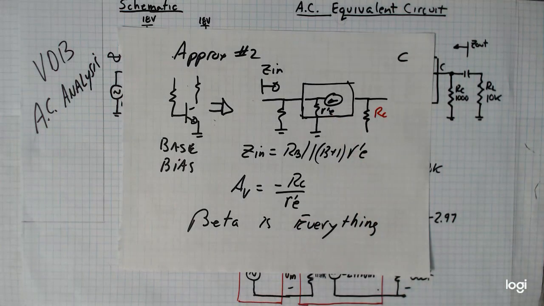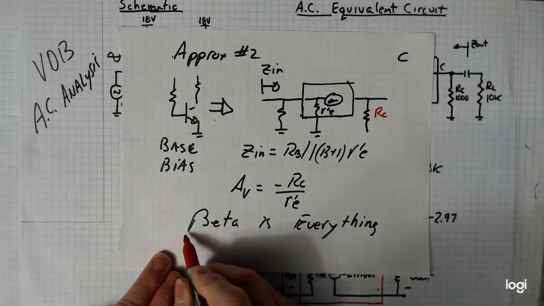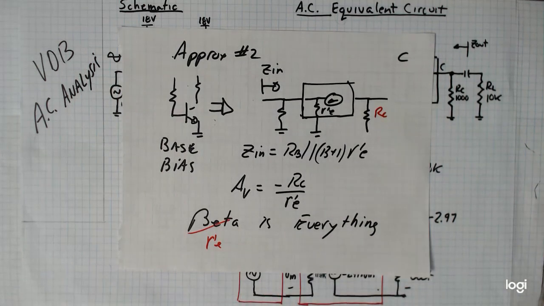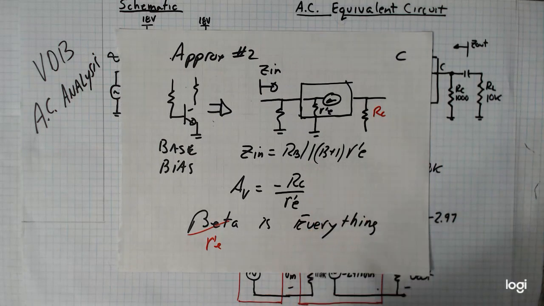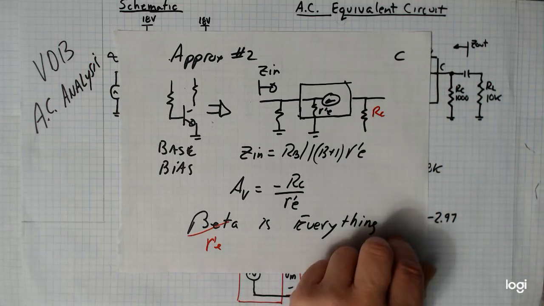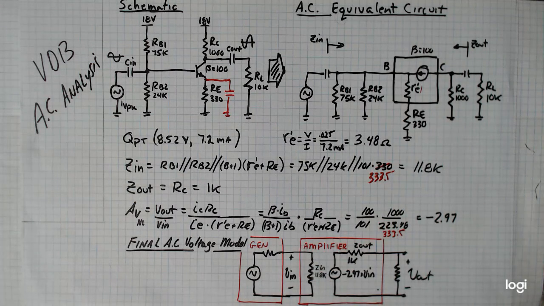And R prime E all of a sudden is really important. R prime E is everything in this example, and you cannot ignore it. And beta plus 1, if the gain is low, then it may still have an impact. So, yes, you can drop these things, but you need to do it with knowledge and not just go ahead and forget about them.